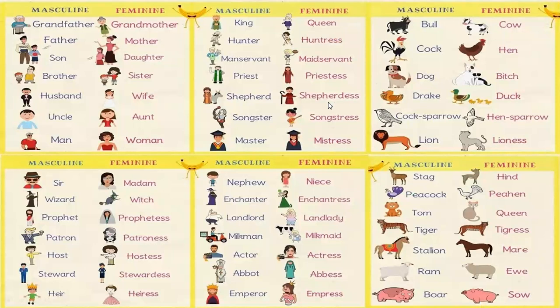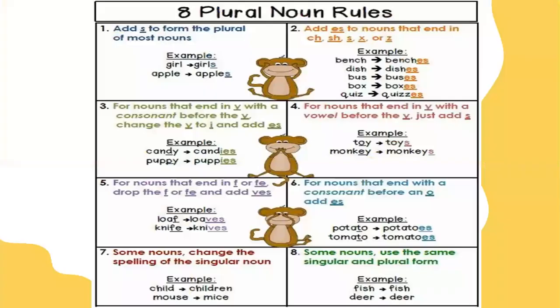Here I have given some masculine and feminine gender words, so you can just read it. Grandfather, grandmother, father, mother, son, daughter, brother, sister, husband, wife, uncle, aunt, man, woman. We have it not only for human beings, we have it for animals also. So just read it and understand it, and then let's move on to number.